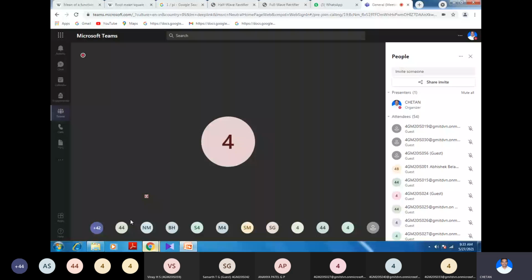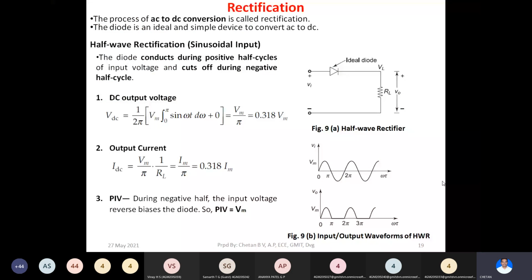So next we shall move on. This is the next topic of your syllabus, which is rectification. What we mean by rectification is the process of converting AC to DC. So the AC to DC conversion process is called rectification. And to perform this task, a diode is the most suitable device because it will conduct in only one direction. Therefore, it is the most suitable device to perform this AC to DC conversion.